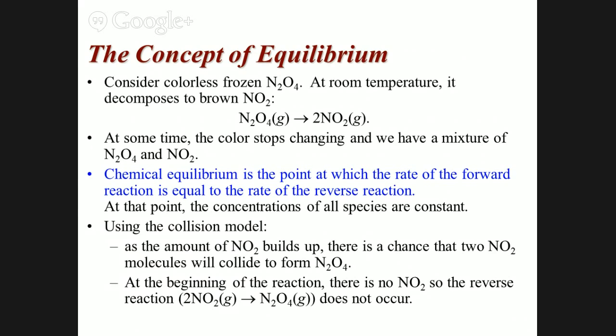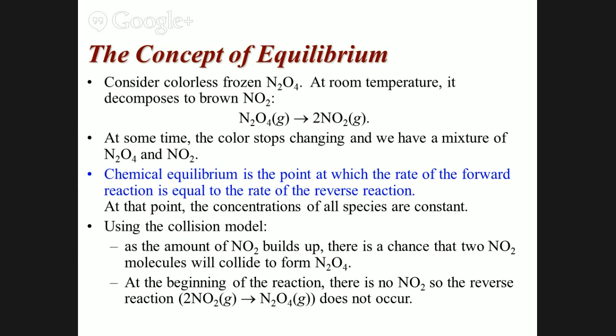Okay, concept of equilibrium. So we're going to start with an example. N2O4. Okay, it's a colorless, frozen, solid object. At room temperature, it starts decomposing and basically turns into this brown NO2. You see the forward reaction with the arrow that's going towards the right. So N2O4, colorless, solid, frozen stuff, turns into this brown gas NO2.